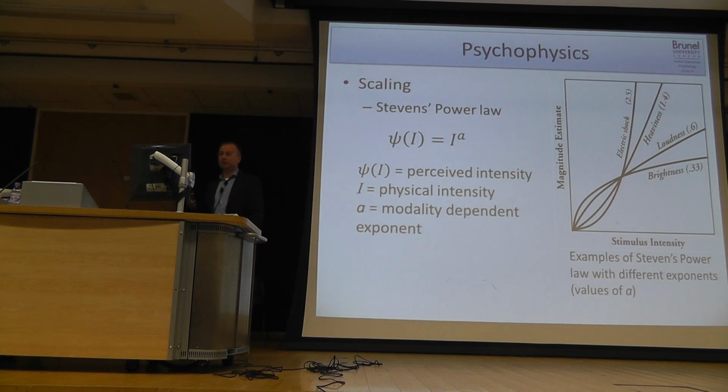So when you put that into a graph, you can see that these are different values for this alpha for different modalities. So for brightness, the alpha is 0.33. So we have such a roughly logarithmic shape. For electric shocks, the pain or strength experienced is like 2.5. It looks more like this.